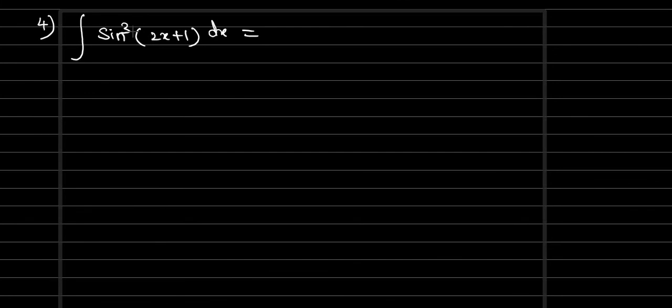So here, the first thing I'm going to do is write this as sin square x into sin x. Sin cube x we can split as sin square x into sin x. So this way I'm going to split and write it now. So this becomes integral sin square 2x plus 1 into sin 2x plus 1.